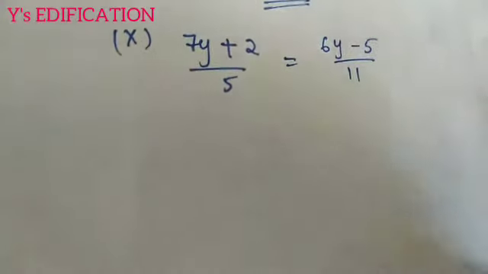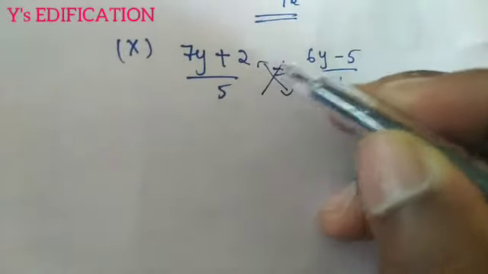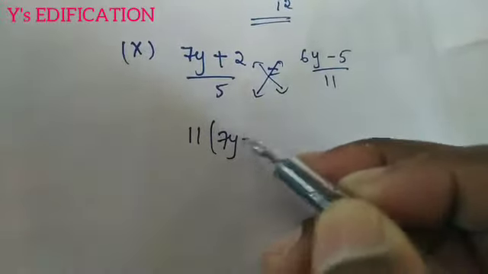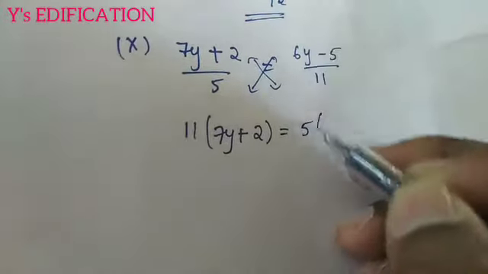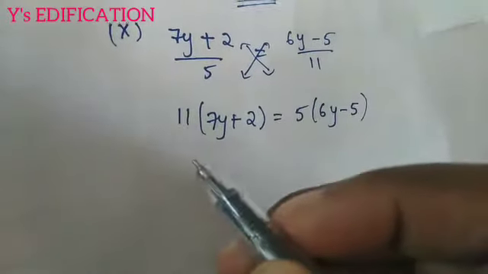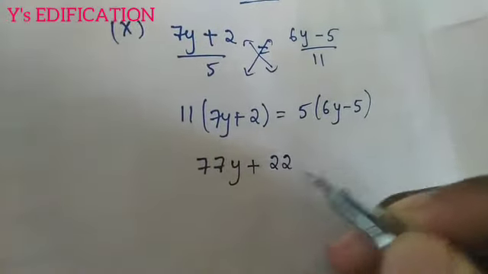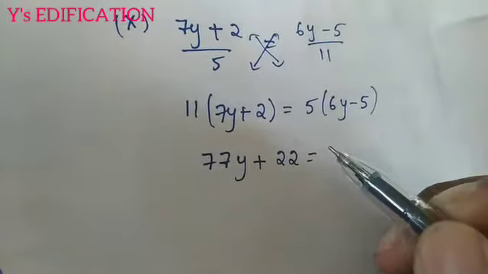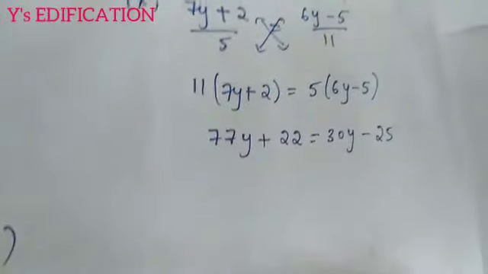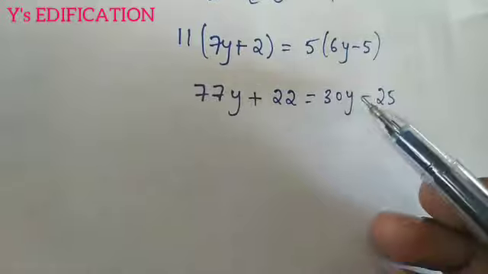(7y + 2)/5 = (6y − 5)/11. Okay. Do the cross multiplication. So it will become 11(7y + 2) = 5(6y − 5). Multiply: 11 into 7 is 77y, plus 11 into 2 is 22, is equal to 5 into 6 is 30y, minus 5 into 5 is 25. Now we have 77y + 22 = 30y − 25.